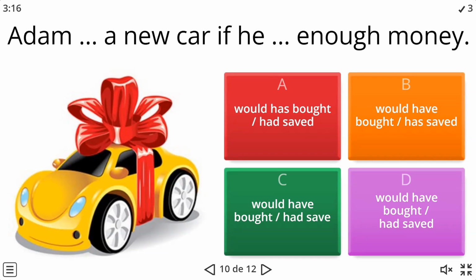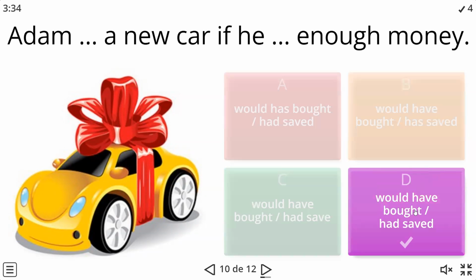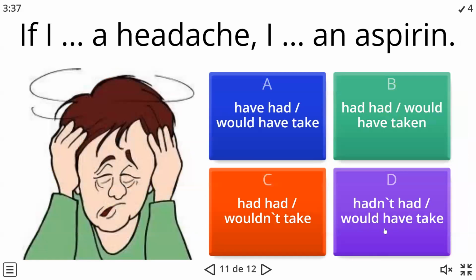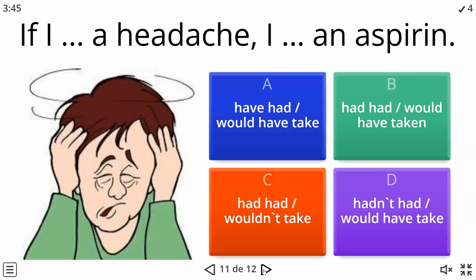Adam will have bought a new car if he has saved enough money. Okay, good. Let's see this one.